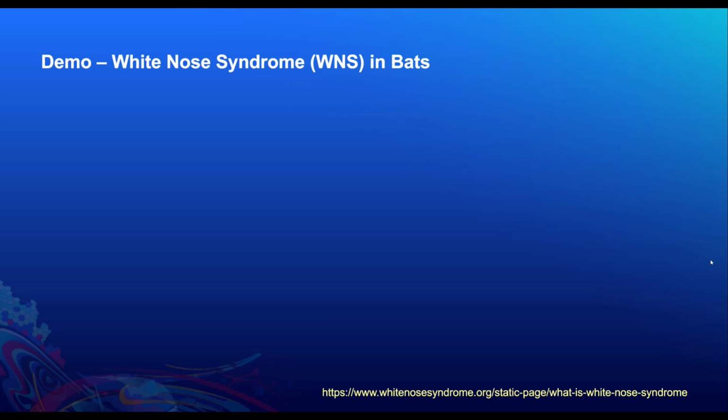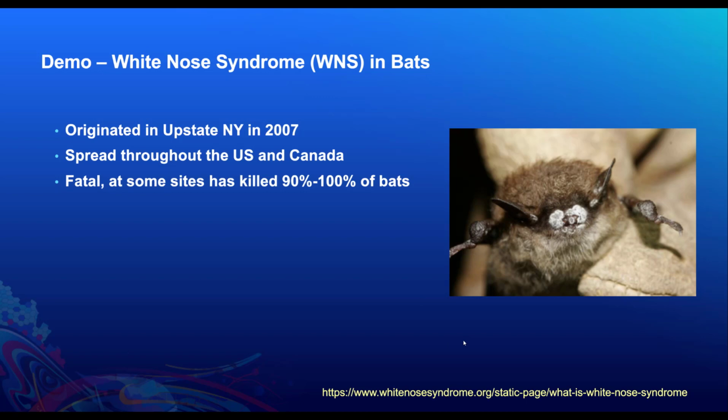Okay, so our first demo here is on white nose syndrome in bats. White nose syndrome is a disease in bats that originated in upstate New York in 2007. It was a novel disease and people don't know where it came from, but from its origination in 2007, it spread throughout the US and Canada, and it's also extremely fatal to bats and has, at some sites, killed 90 to 100% of bats.